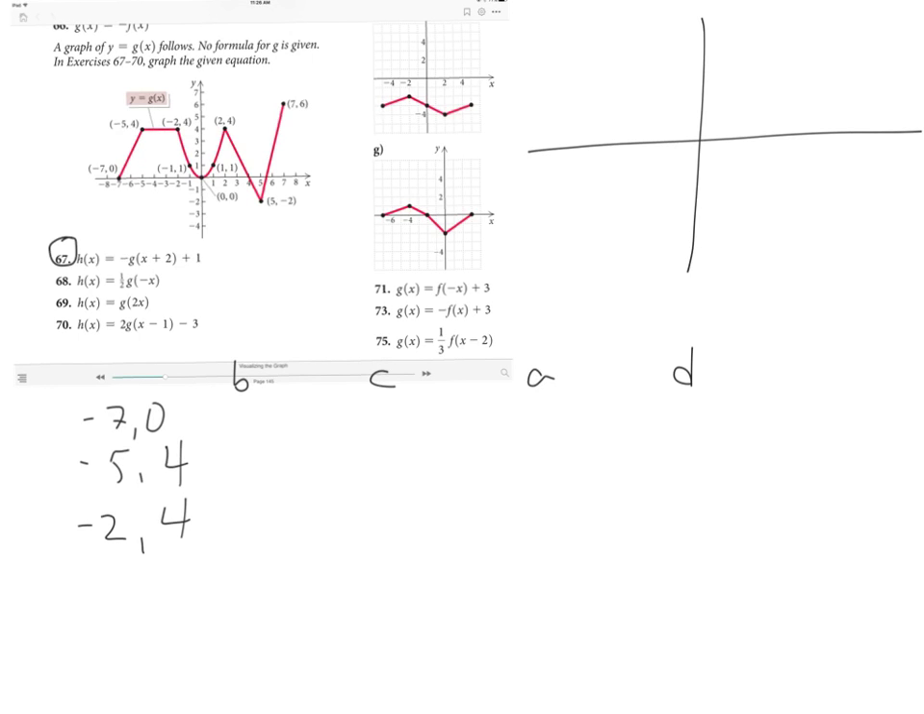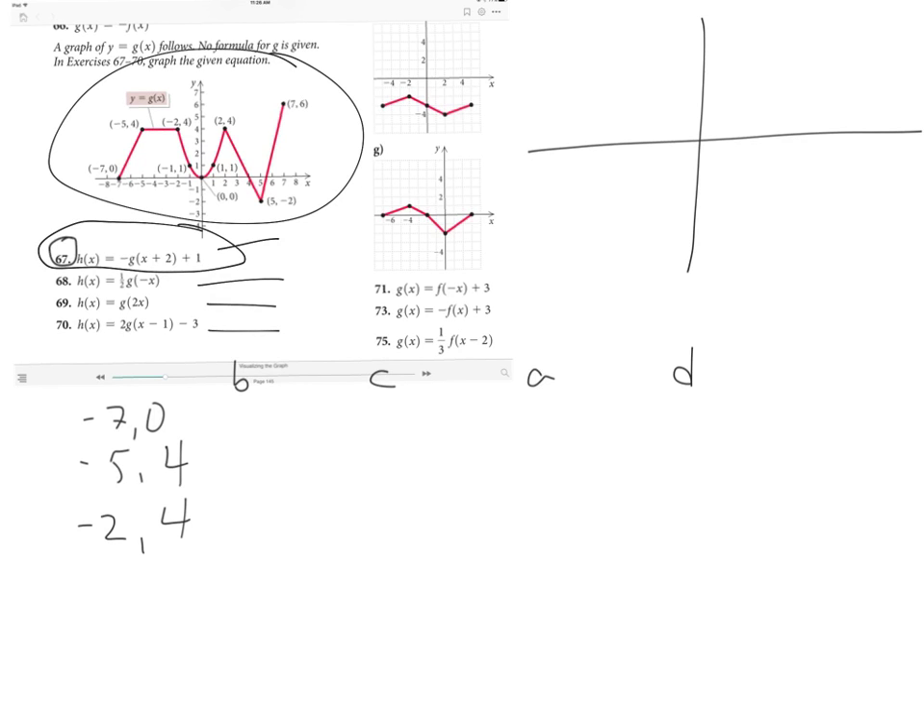Alright, here's a transformation question where they give you this graph up here and they say transform it according to one of those things down there. So we're picking 67. When I look at the transformations, first I see that I'm going to have to move to the left 2, and then I'm going to have to flip it over the x-axis, and then I'm going to have to move it up 1. Again, the order that you do these things in is important.